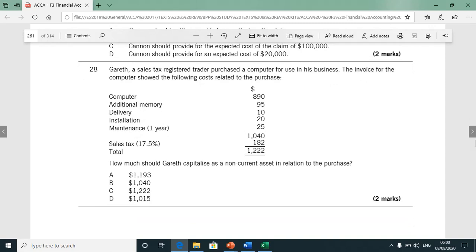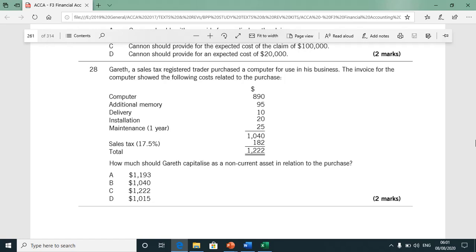Okay, 28. So the answer there, of course, is C. The answer for 27 is C. 28. Gareth, a sales tax registered trader, purchased a computer for use in his business. The invoice for the computer showed the following costs related to the purchase: computer 890, additional memory, delivery, installation, and maintenance. The question is, how much should Gareth capitalize as a non-current asset in relation to the purchase?